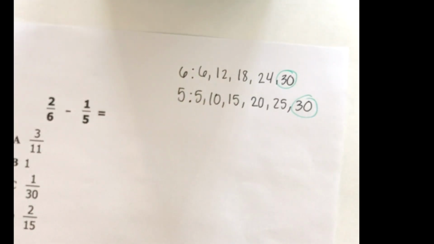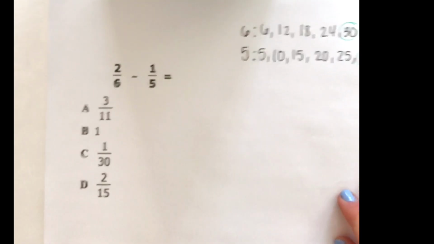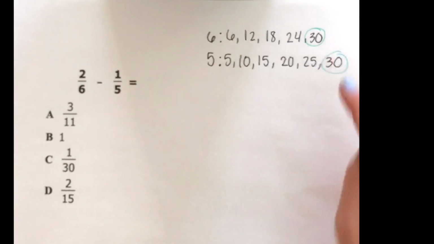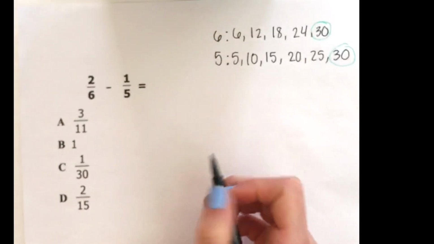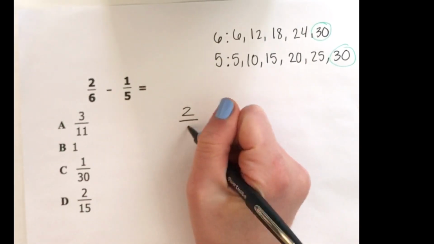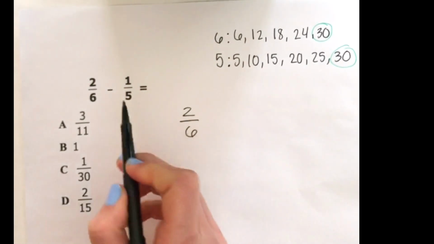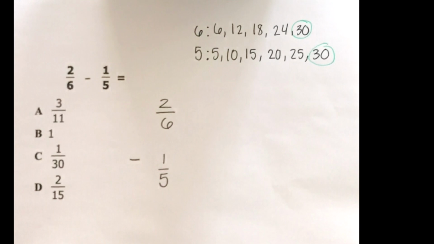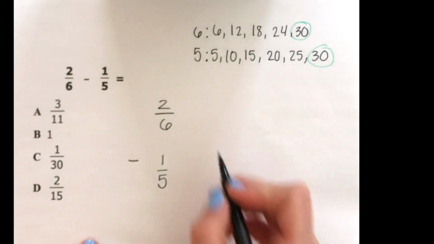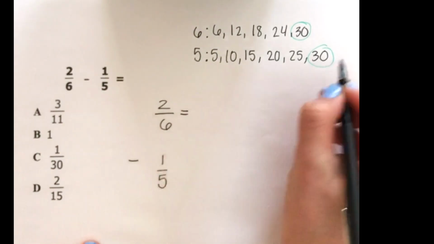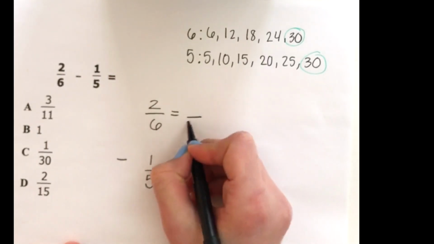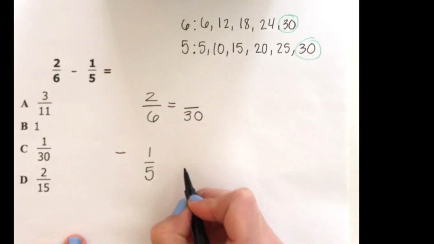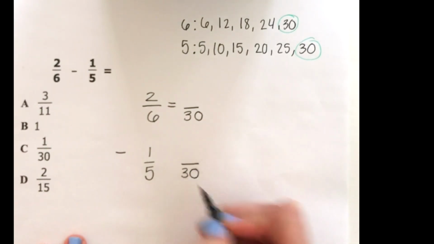So now we're going to rewrite our fractions with our new denominator of 30. The first fraction we've been given is 2/6, and we're subtracting 1/5. And we're going to create equivalent fractions here, so they're the same value, they just have a different denominator now. So it's going to be equal to something out of 30 and then something out of 30.